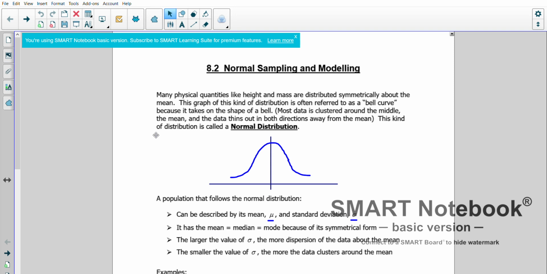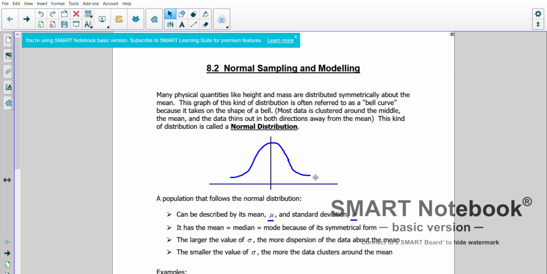We skipped 8.1, but basically the main message from there was you can find the probability by calculating the area under the curve. You can go back and have a look at that lesson if you want, but if I have a graph of a distribution and I want to know the probability from, let's say, A to B, if I find the area under the curve, that would be my probability.